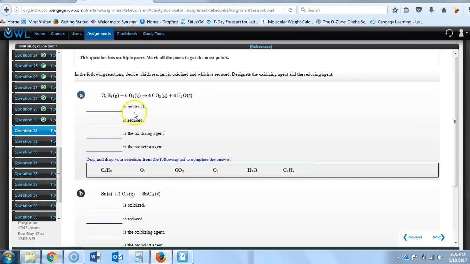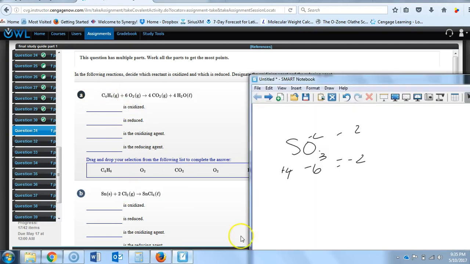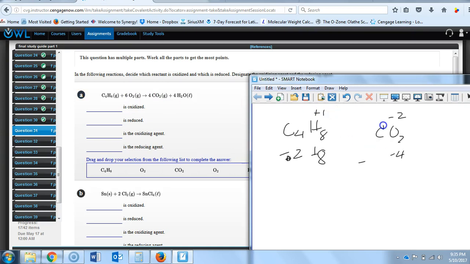All right, what's being oxidized? Carbon here. C4H8. If the hydrogens are a +1, each carbon's got to be a -2. Oxygen in the second part is going to be a 0 oxidation number. Carbon dioxide, that carbon's going to be a +4. The oxygens are -2.